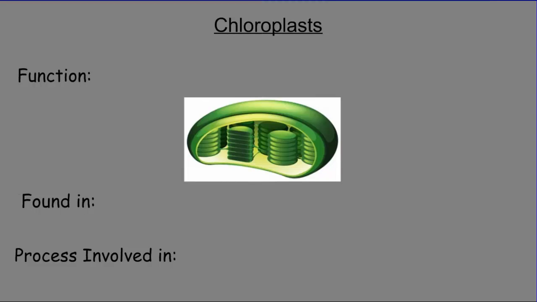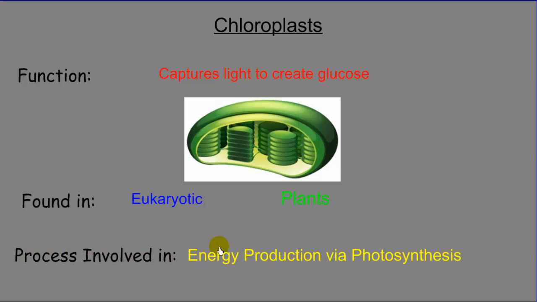Chloroplasts. Chloroplasts are green because they are filled with chlorophyll. Again, a multiple membrane system with all kinds of intricate folds within the outer membrane. Its function is to capture the light from the sun to create glucose, which we're going to use in respiration to create energy. They are found in eukaryotic cells only, and only in plants. The process it's involved in then is energy production via photosynthesis.